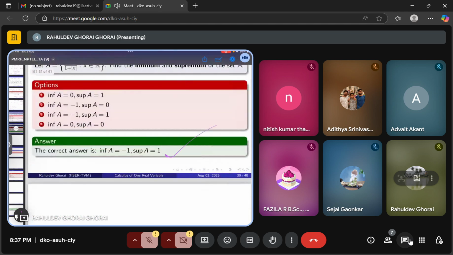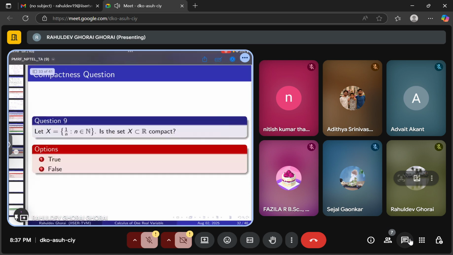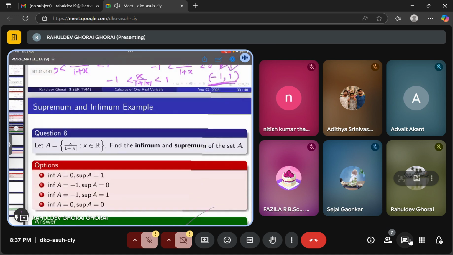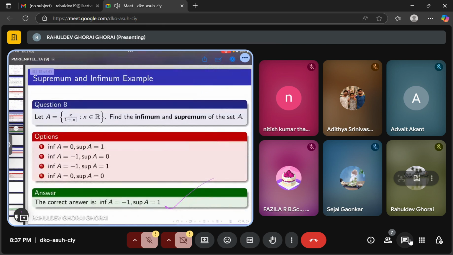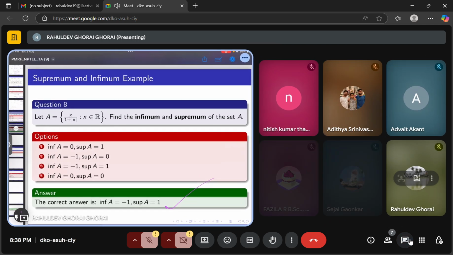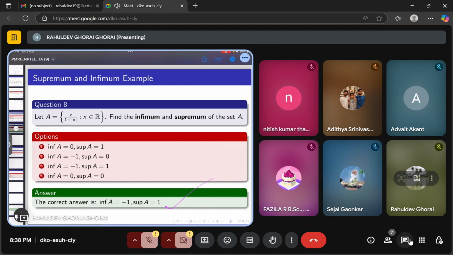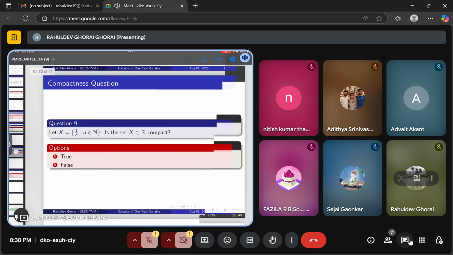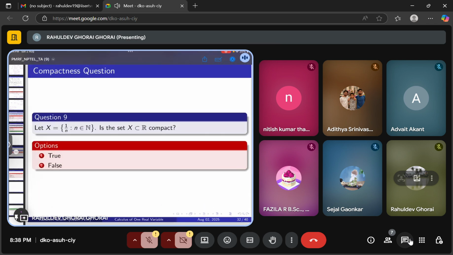Hopefully it was okay. Advait says it was correct, and now I move to here. Any doubt here? Okay, no doubt. Let's move on to the next, the penultimate question. After that it will be the last question.